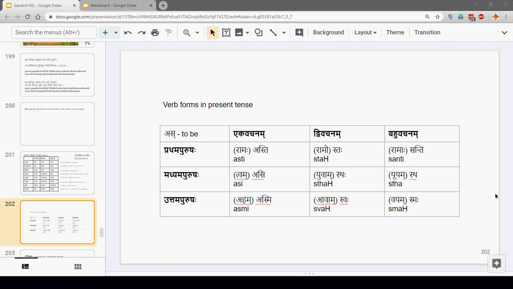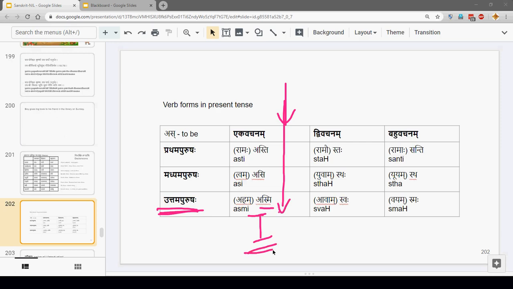So where are these used? How are these used in combination with the nouns? Let's start with this uttama purusha form here. In the ekavachanam, singular form, uttama purusha, the form is asmi, and this is always used with I. Whenever the word I is there in a sentence and the action is being performed by that I, meaning myself. I am doing that action. I am giving the book. I am going somewhere. I am reading a book. In that case, this uttama purusha ekavachana form is always used because I am the only one person doing it.